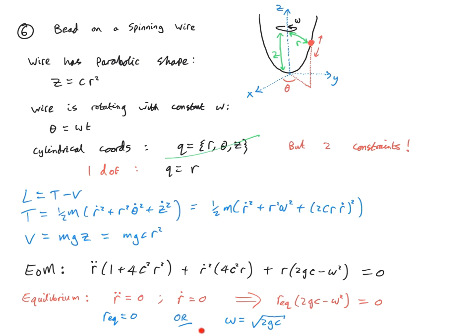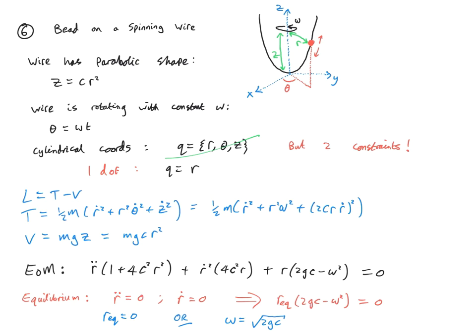What about the second condition here? This is actually non-trivial and something you might not have guessed. What it tells you is that if the constant angular velocity omega takes a very special value, namely the square root of 2gc, where g is the gravitational acceleration, and c here is this constant parameterizing the shape of the parabolic wire, then we have an equilibrium condition.